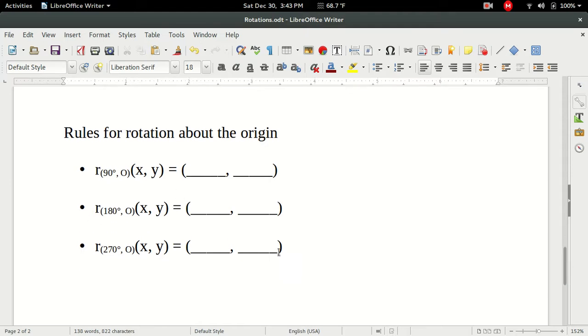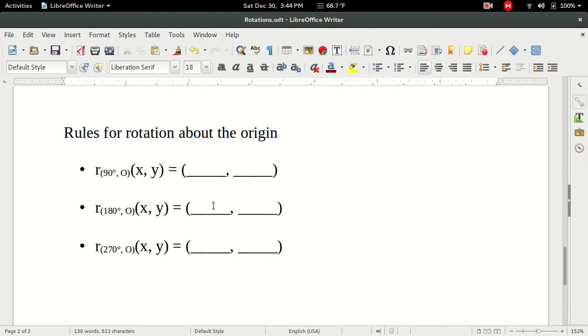The only rotations we're going to look at are the ones that relate to 90-degree angles. So we have 90 degrees, 180 degrees, and then 270 degrees. You add another 90 degrees to 270, you get 360, which is going all the way back to the beginning. So we have 90, 180, and 270 degrees. These are the rules you will need to write down in order to do these.